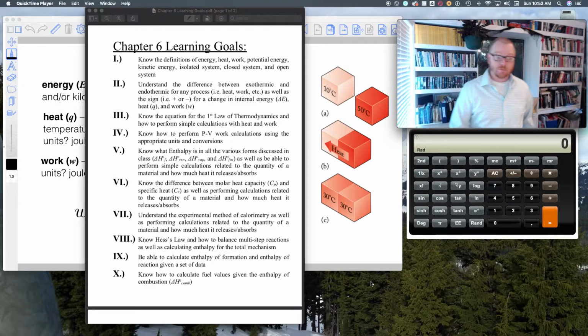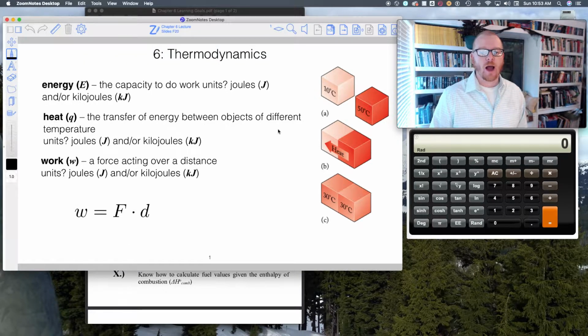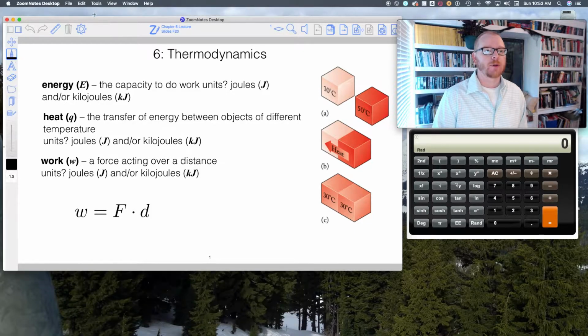Okay, so our chapter 6 learning goals. I've got them right here in front of me. On this first video, I'm going to try to get through the first 1, 2, 3, 4 of these learning goals. Definitely the first 3. After I'm done, I'll come back here and review what we talked about. Okay, so let's put that away.